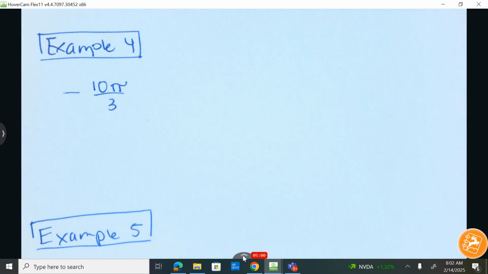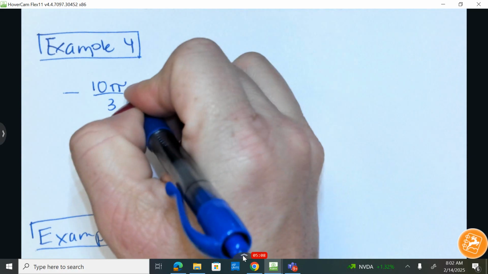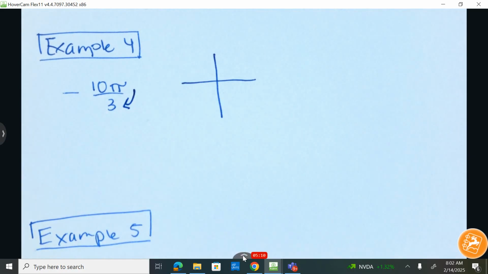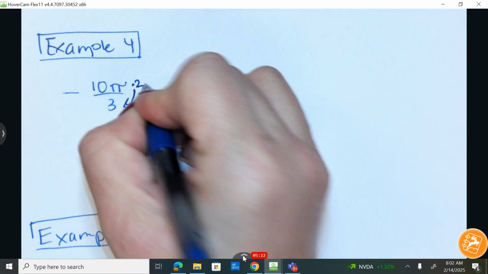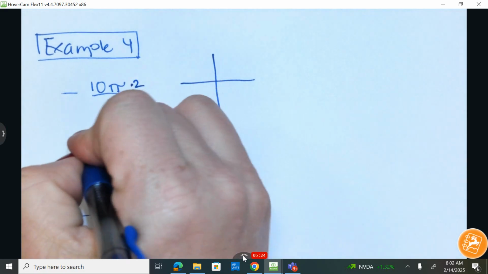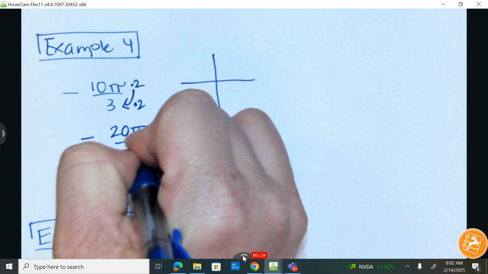There's two things different about example 4 and example 5. The first thing is we now have a negative radian measurement. And the second thing is when I look at the denominator, it's not already in the form of a 4 or a 6. So I asked myself, how can I convert 3 into 4 or 3 into 6 with ease? So I know I can take 3 times 2. And whatever I multiply the denominator by, I must also multiply the numerator by. So I have 20 pi over 6.